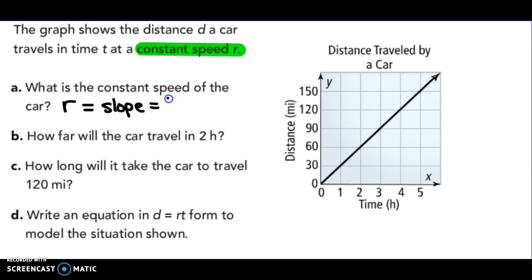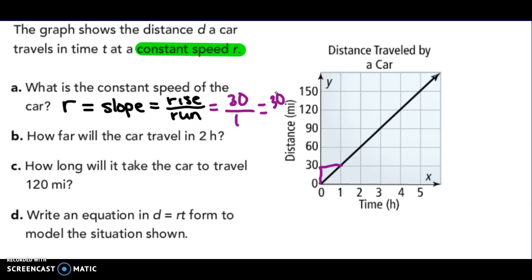Remember, slope is considered rise over run when doing a graph. So in our case, our rise, we went up 30. Our run, we went over 1. Therefore, our r is going to be 30.